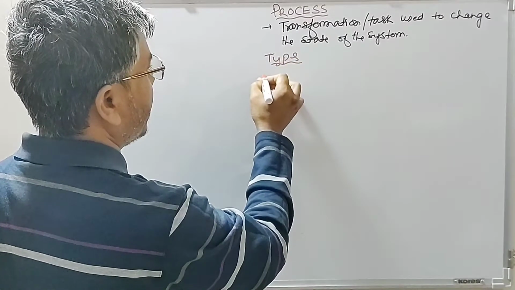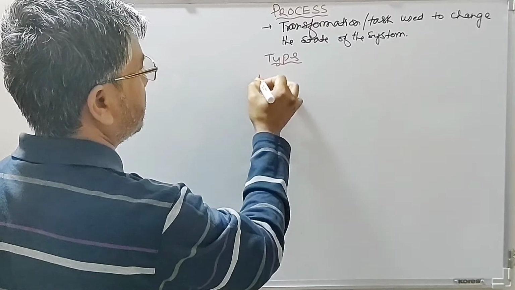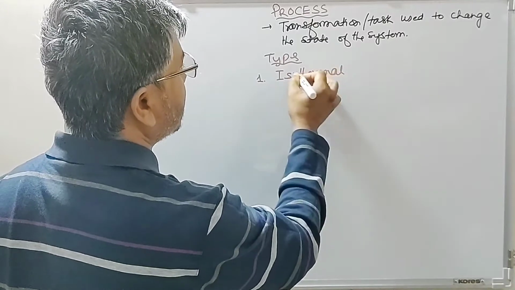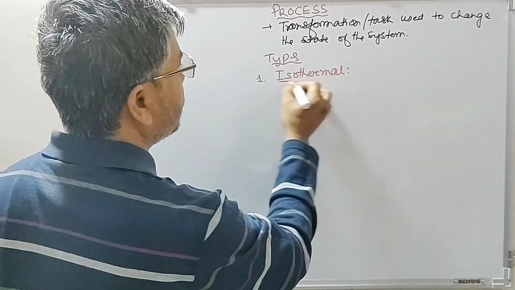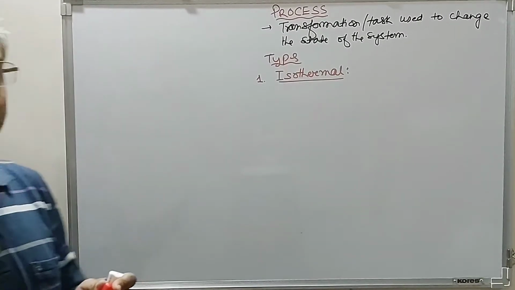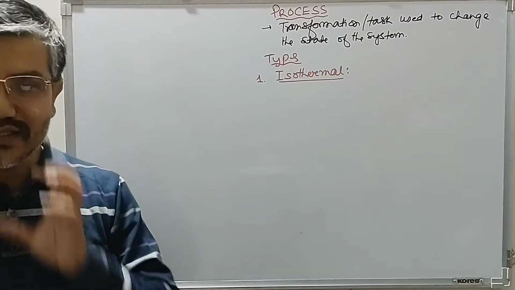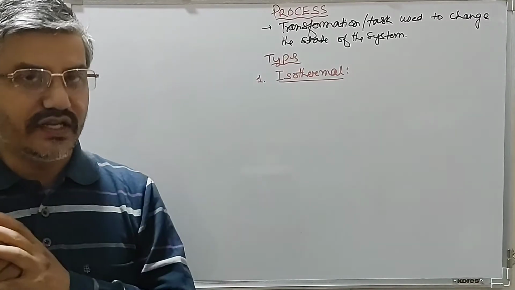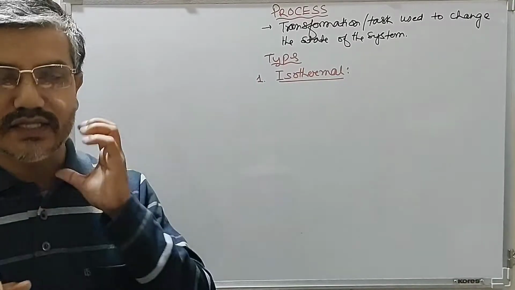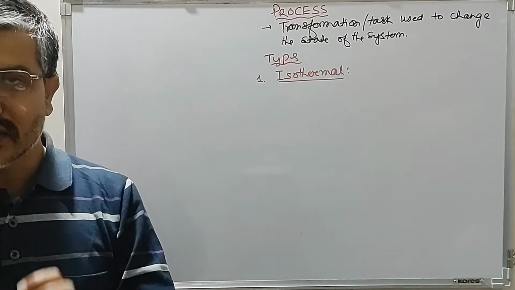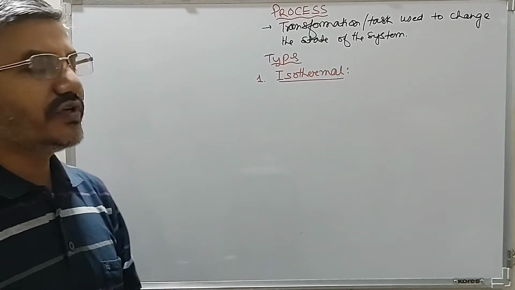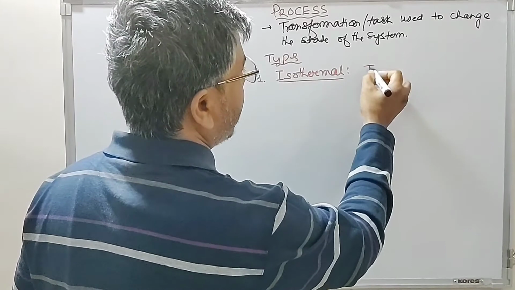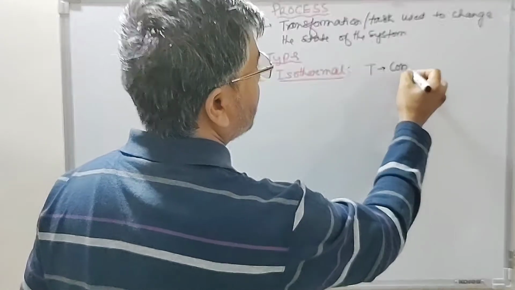Types of process. So we have different types. First of all is the isothermal process. So we use the term isothermal. Isothermal means when the temperature remains constant during the whole process, during the whole transformation in which the system is moving from one state to another state, the temperature of the system remains constant. So any process in which the temperature remains constant is known as isothermal. So temperature T remains constant.